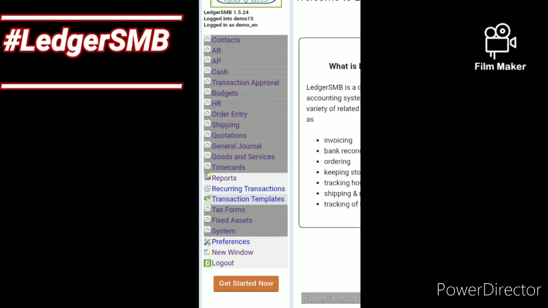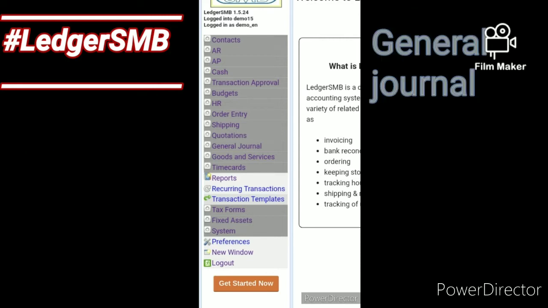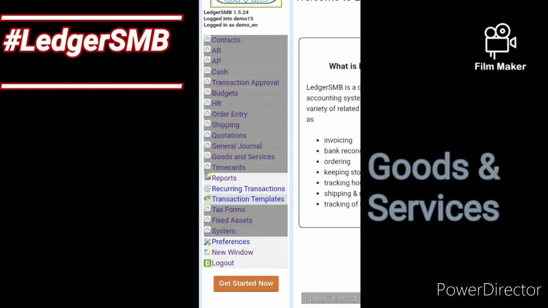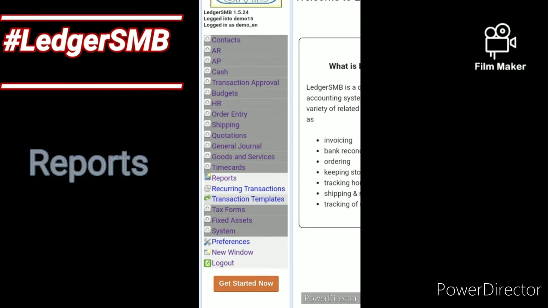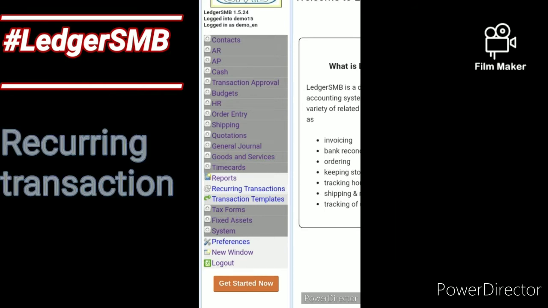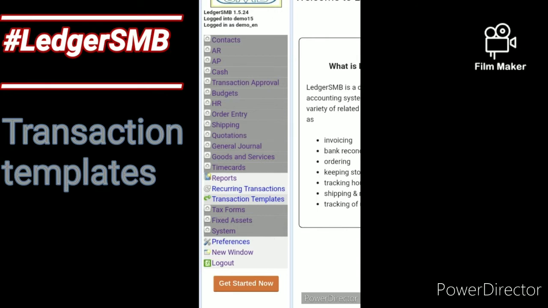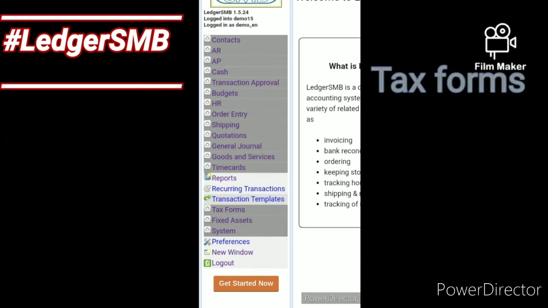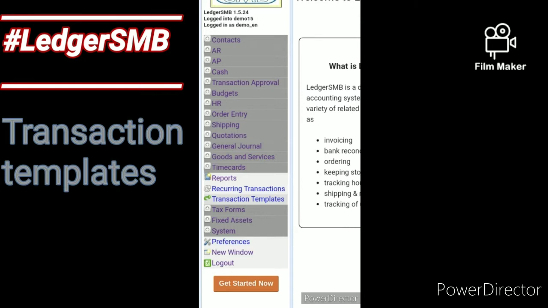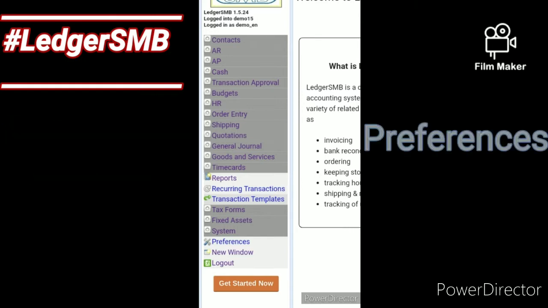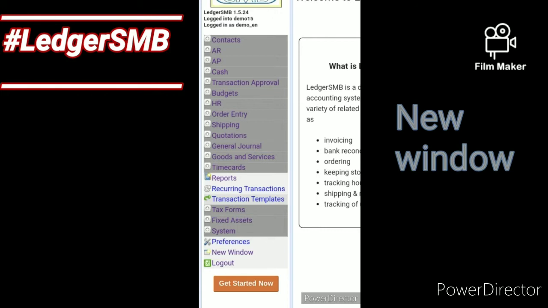Ledger SMB consists of contacts, AR, AP, transaction approval, budgets, HR, order entry, shipping, quotation, general journal, goods and services, time cards, reports, recurring transaction templates, tax forms, fixed assets, system, preferences, new window, and then logout.